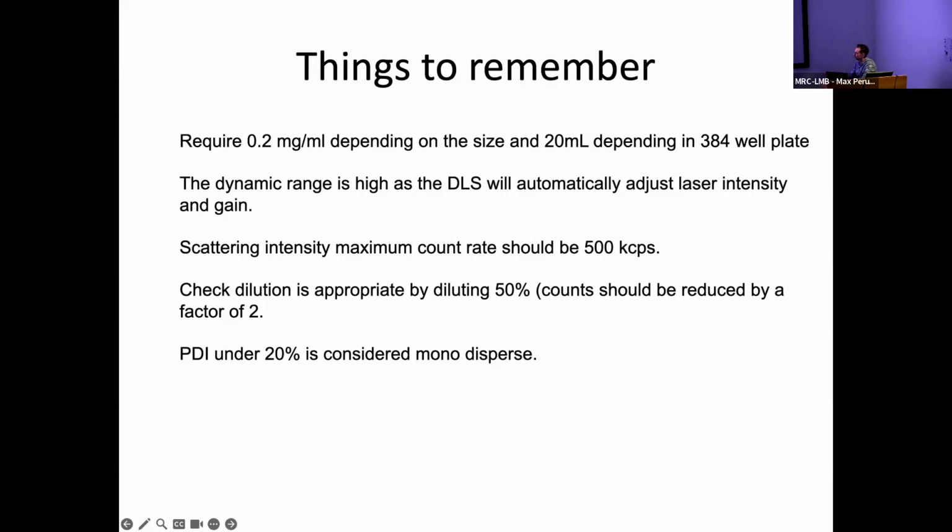And we also get this polydispersity value. So on this machine, under 20% is considered good. So if it's less than 20%, it's monodisperse.